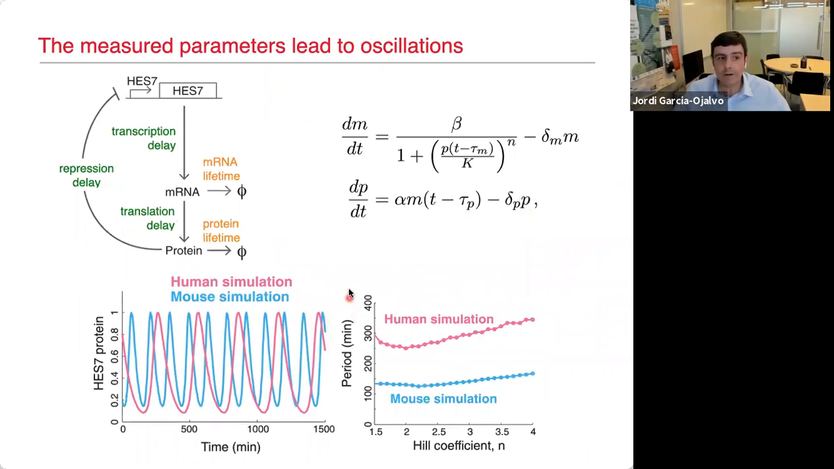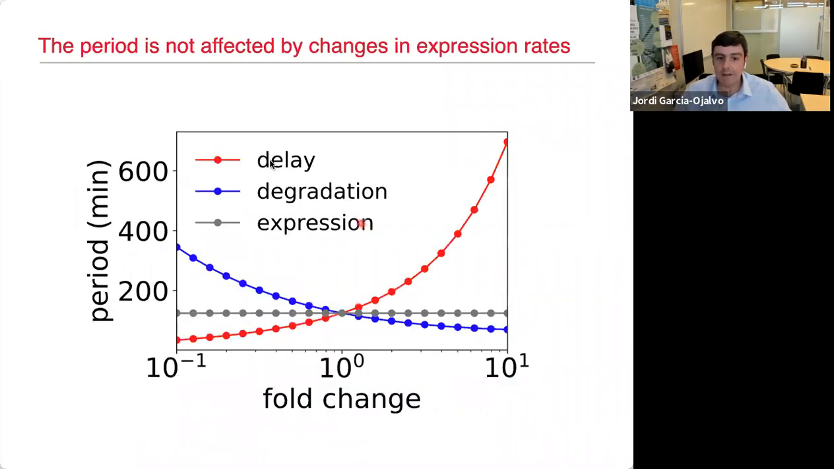So what we have learned is that what controls the period is the delays, the expression delays and the degradation, but not the expression, by the way. One other thing that we can do, this is an analytical result from the model that we can solve analytically, and we see that the expression parameters are really not changing the period. What changes the period are the delays and the degradation, okay? And indeed, we see that this is what happens experimentally.